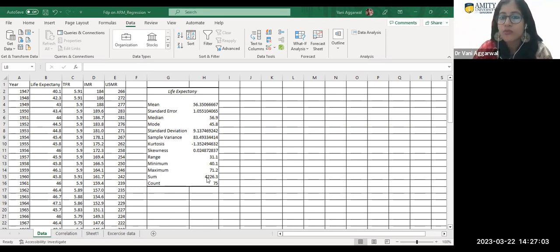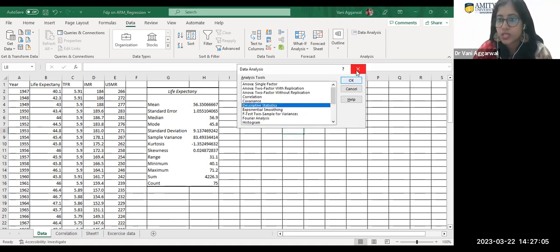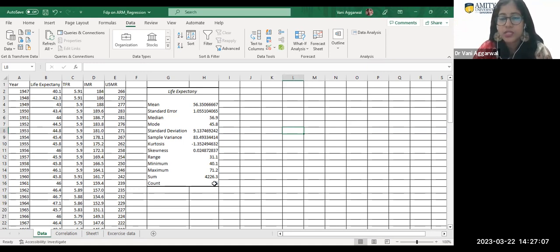And this is the sum of the life expectancy for this duration, and there is a count of 75. 75 years from 1947 to 2021. So this is how you do the interpretation.